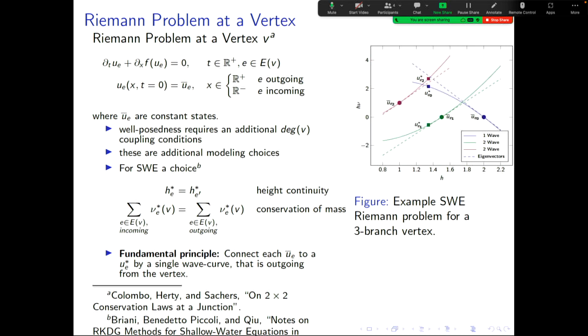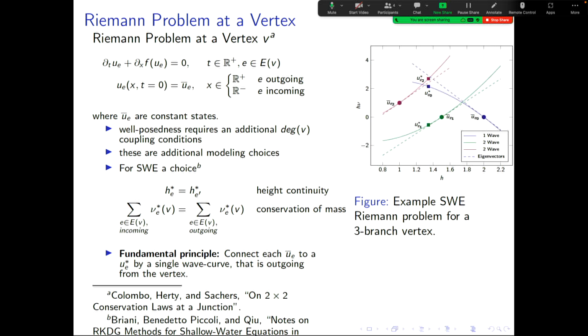The Riemann problem at the vertex is an extension of these 1D Riemann problems to the case where you have multiple 1D problems all connected at a single point. For every single edge at a vertex, you have a single constant state, and you need to somehow connect these together in a sensible way that respects the physics, can handle rarefactions, can handle shocks, and will be stable.